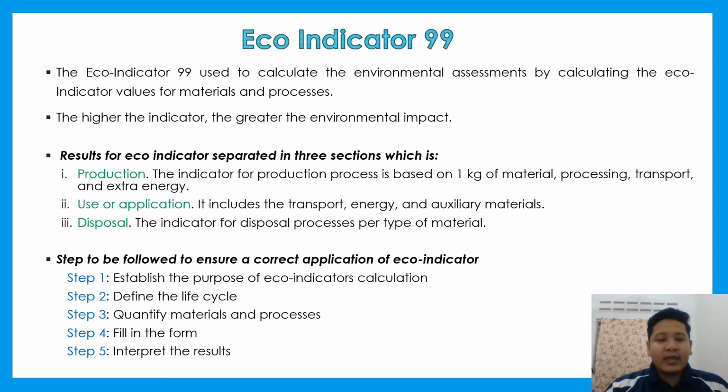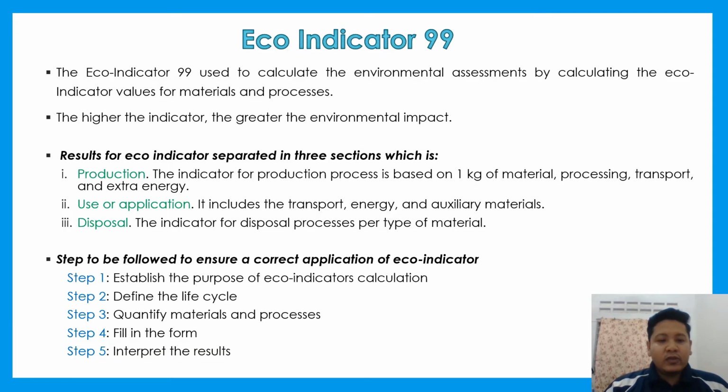Eco indicator 99. The eco indicator is used to calculate the environmental assessment by calculating the eco indicator value for materials and processes. The higher the indicator, the greater the environmental impact. The result of eco indicators is separated into three sections, which are the production, use or application, and also disposal.